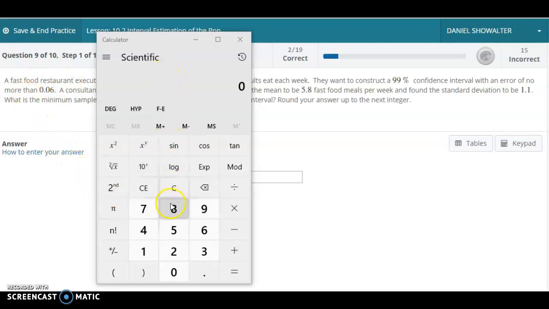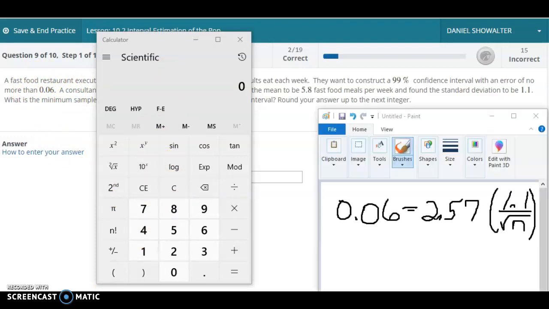Let me set that up here real quick. Okay, a bit like chicken scratch, but there's the equation that we have now. Again, that's the one that's coming from that table A, that critical value. And we need to solve for n, the sample size, keeping in mind it is in the square root. So if we take 2.57 times 1.1, we would get 0.06 equals 2.827 divided by square root of n.